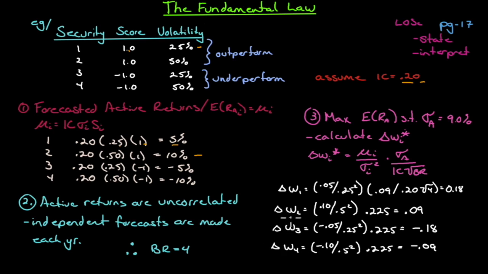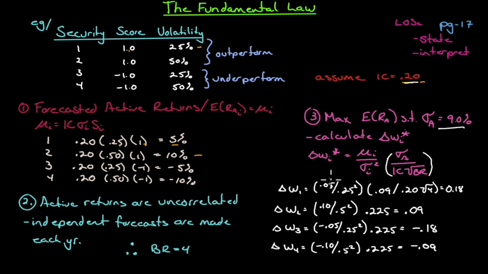For security 2, we do the same thing. What is our forecasted return? 10% divided by its standard deviation squared, multiplied by the next term. Now, you'll notice that this term will always be a constant. Once we have our constraint on our active risk, once we know our information coefficient and our breadth, this term will just be a constant. So we could just put that constant all the way in. And what changes? It's just our forecast of active return divided by the variance.